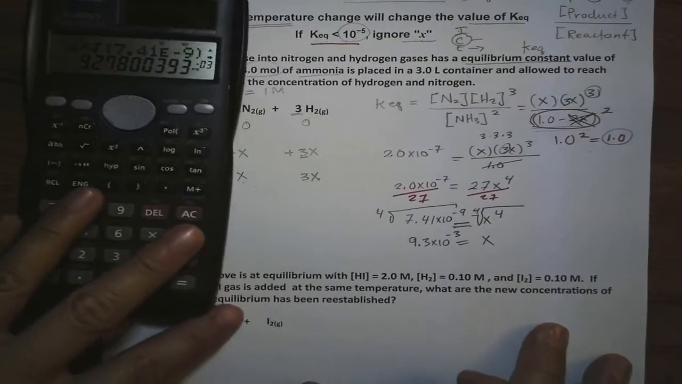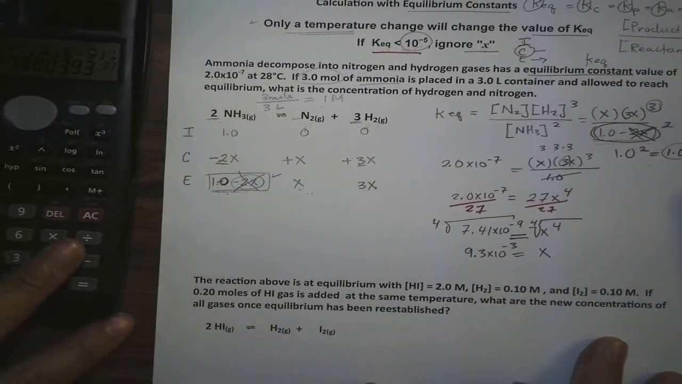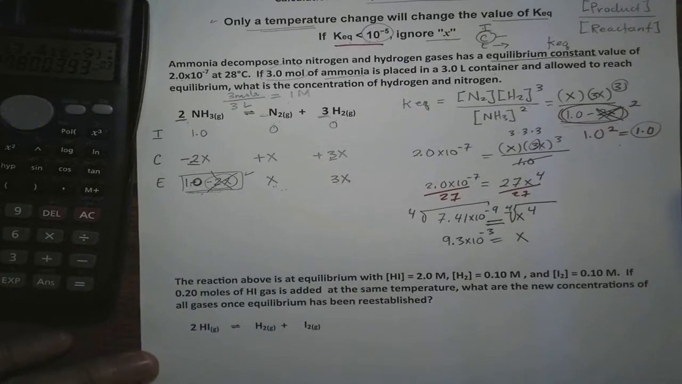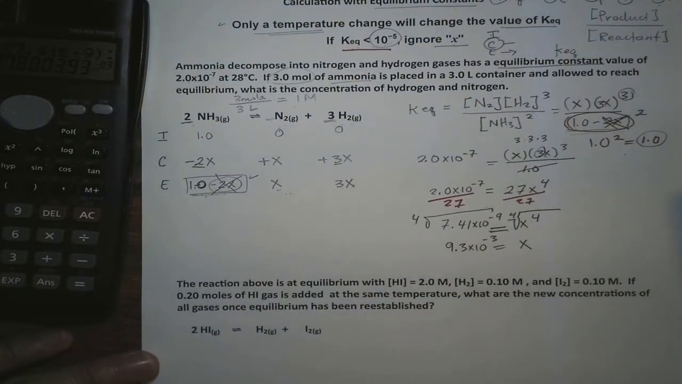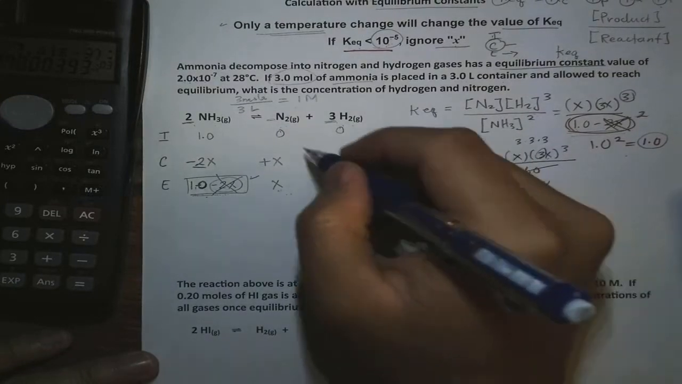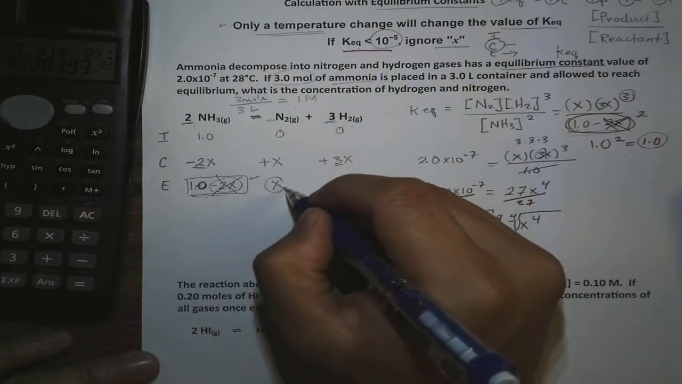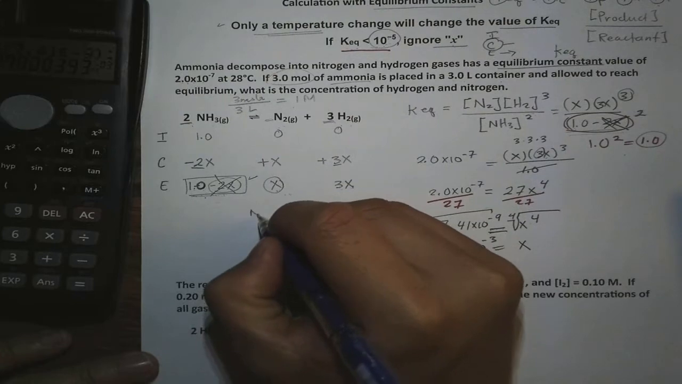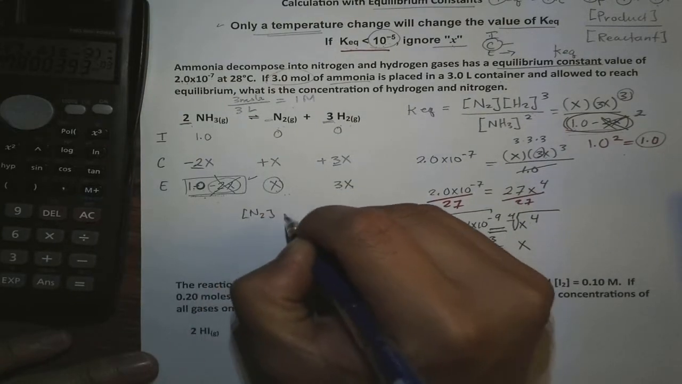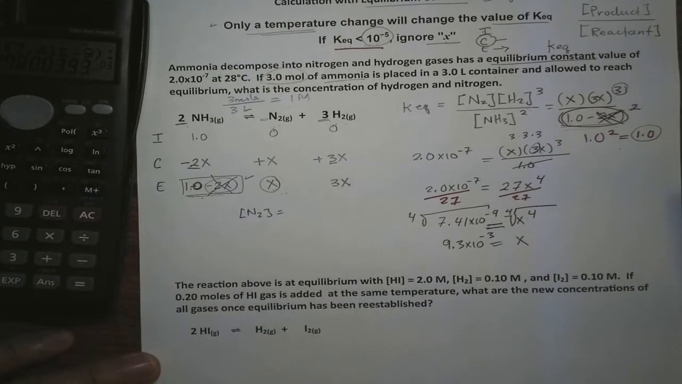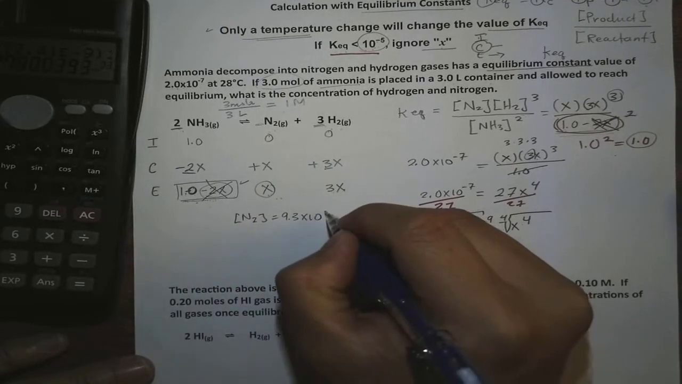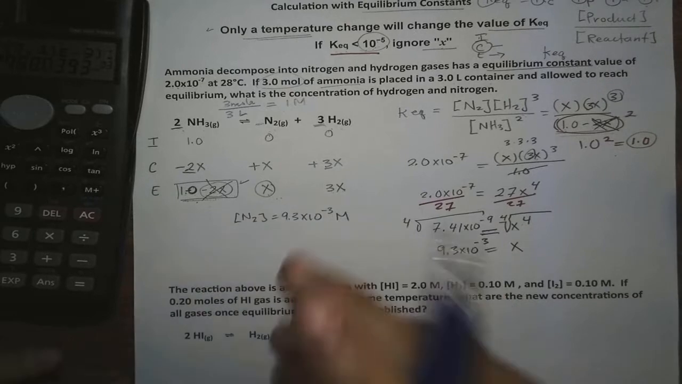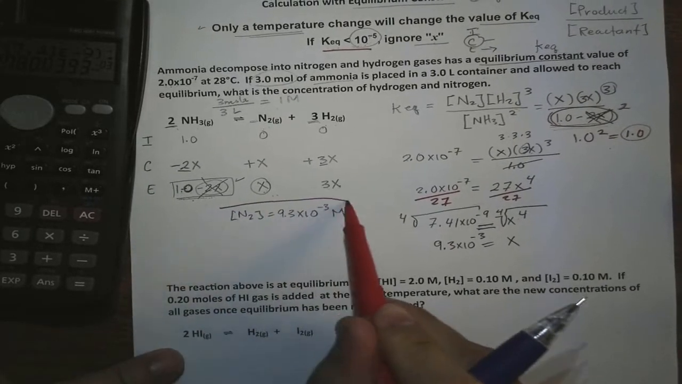So if we were to look for the concentration of hydrogen, that's pretty easy. Okay, well, let's do nitrogen first. How about that? Because we don't have to worry about that 3. Well, for nitrogen, it's just represented by x. So for N2, the concentration is very easy. It's just 9.3 times 10 to the negative 3 molarity. And that would be for N2.